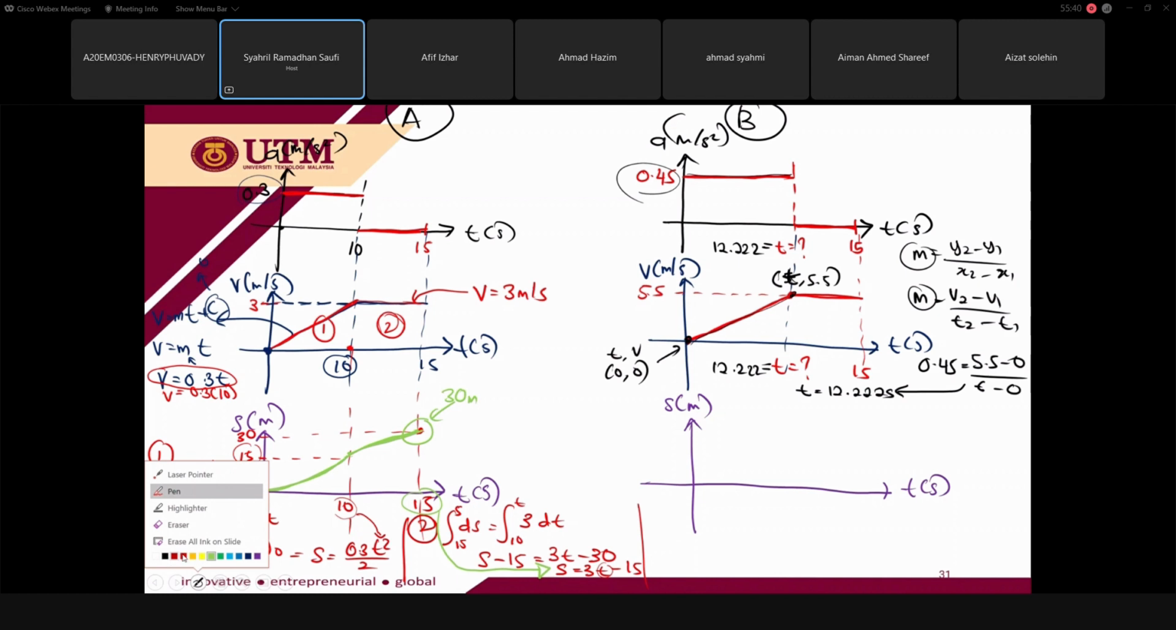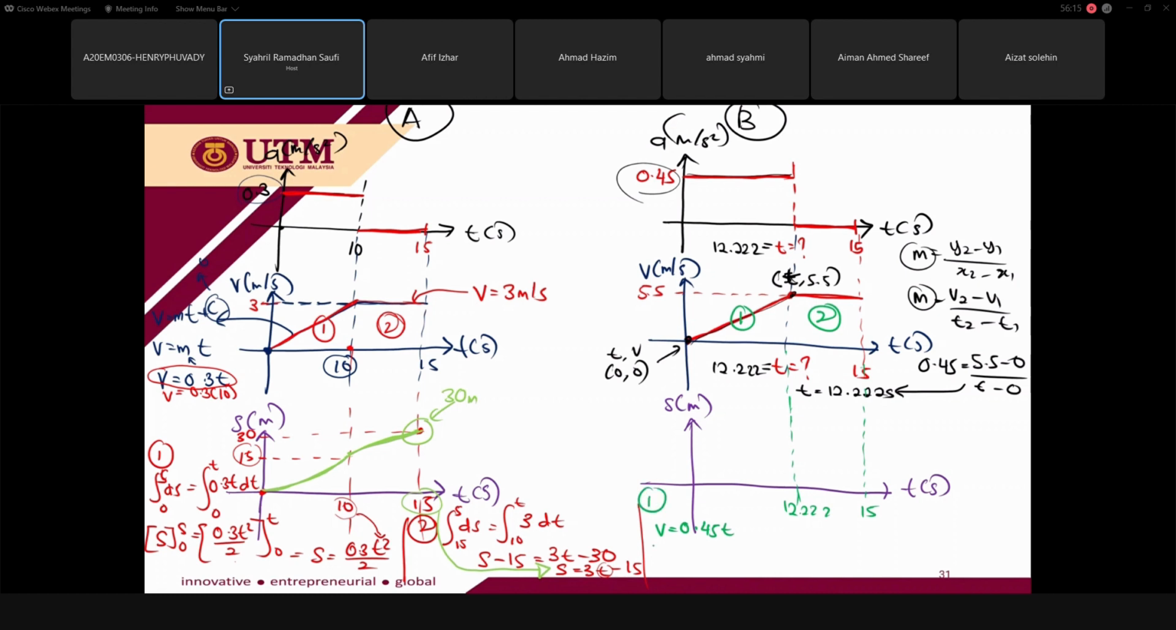The second graph is swimmer B. So for swimmer B, the time is 12 to 2, and this is the final position 15. So you still need to do the same thing: the first section and the second section. The first section is just V equal to 0.45 T. So this is the first section.